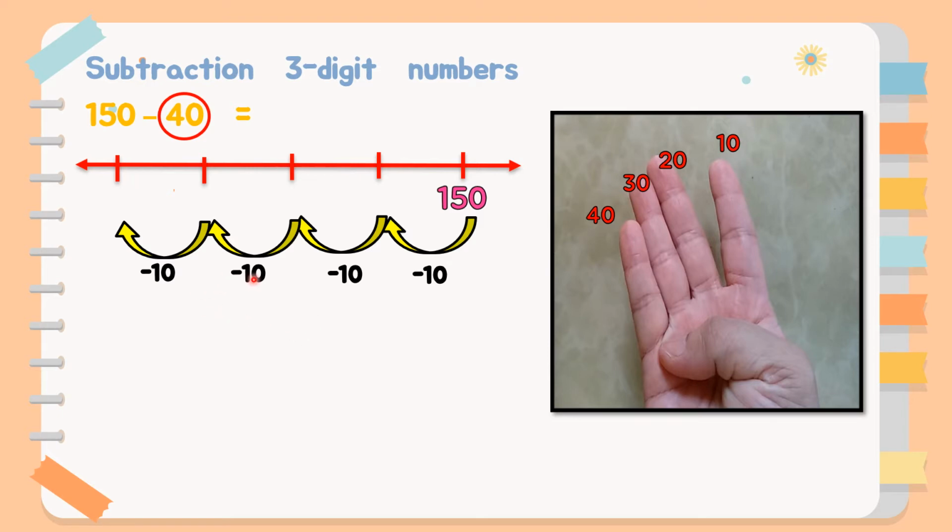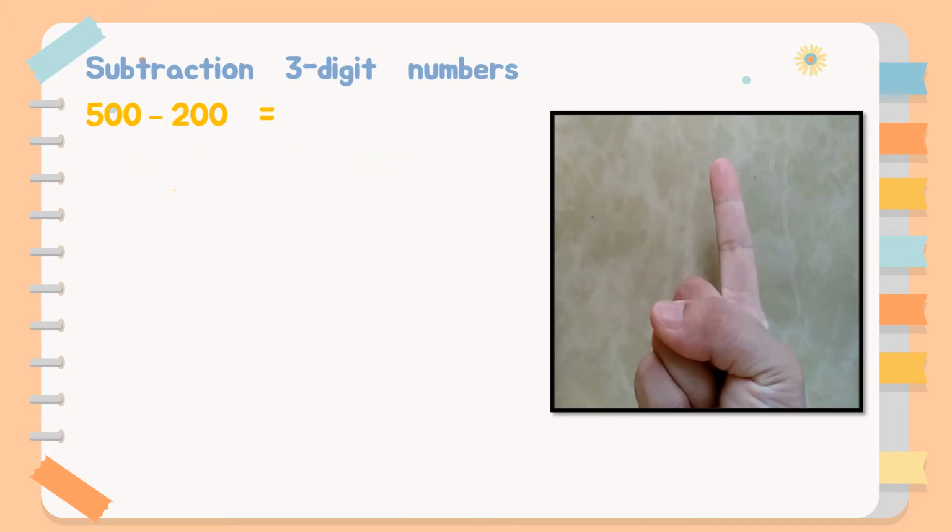Okay, start from 150. 150 minus 10 equals 140. 140 minus 10 equals 130. 130 minus 10 equals 120. And 120 minus 10 equals 110. So we get the answer 110. Let's look at another example.